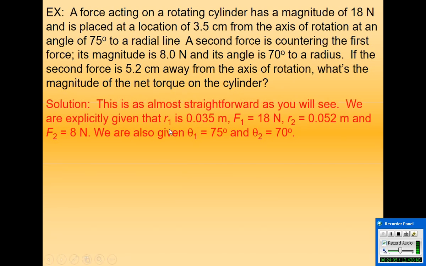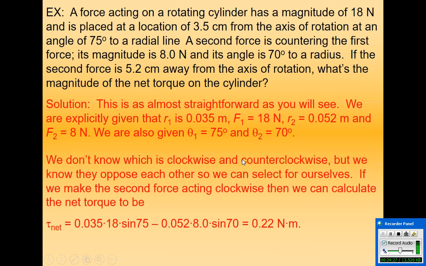We take the numbers we're given. For the first torque, we have R1 is 0.035 meters, F1 is 18 newtons, and theta 1 is 75 degrees. For the second force, R2 is 0.052 meters, F2 equals 8 newtons, and theta 2 equals 70 degrees. One of them is positive, the other is negative. I don't care which is which. I know that I have to subtract them.